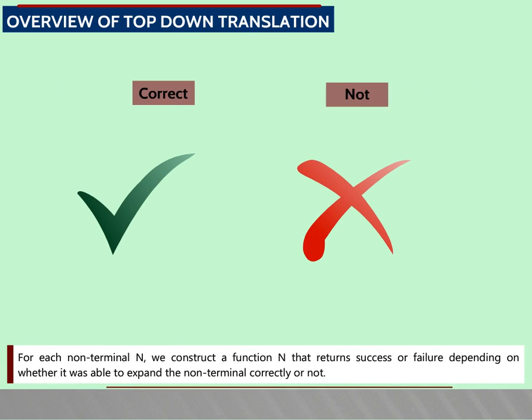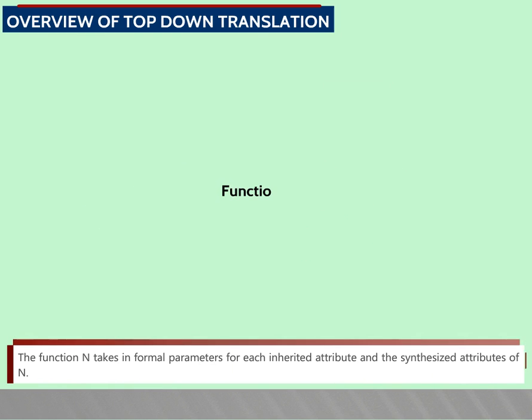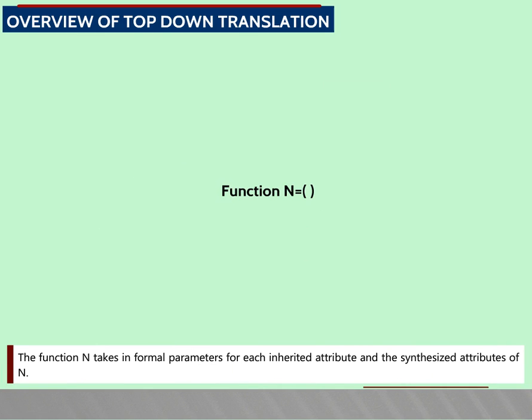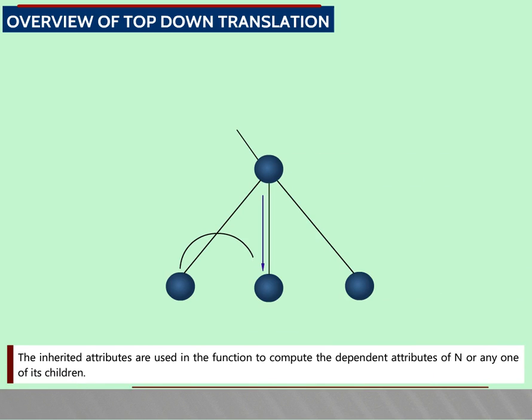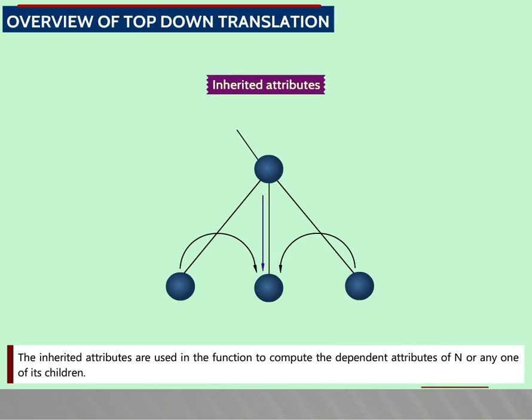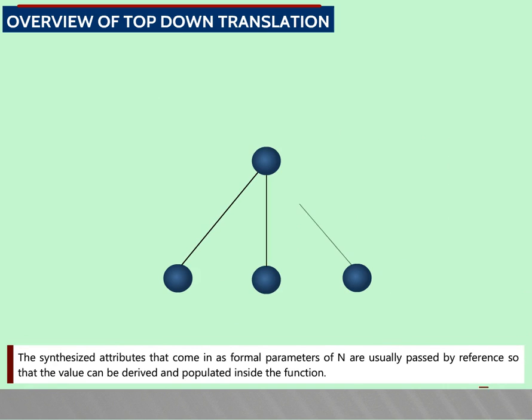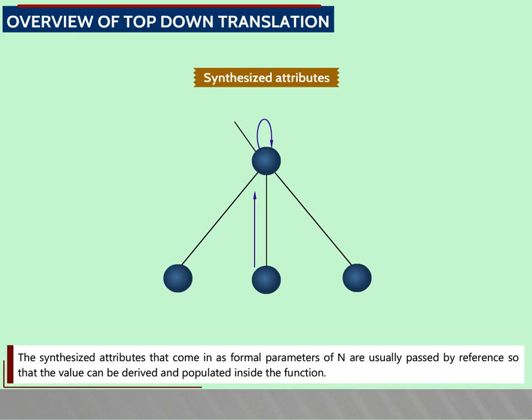For each non-terminal N, we construct a function N that returns success or failure depending on whether it was able to expand the non-terminal correctly or not. The function N takes in formal parameters for each inherited attribute and the synthesized attributes of N. The inherited attributes are used in the function to compute the dependent attributes of N or any one of its children. The synthesized attributes that come in as formal parameters of N are usually passed by reference so that the value can be derived and populated inside the function.